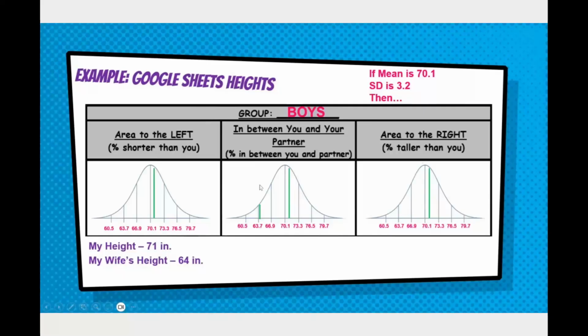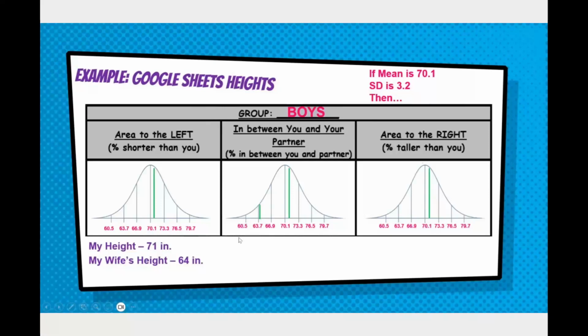Now she's also in a group, and this is talking about guys' heights. So we can clearly see that, she's not a guy, but in terms of guys, she's obviously less than average, almost 2 standard deviations less.